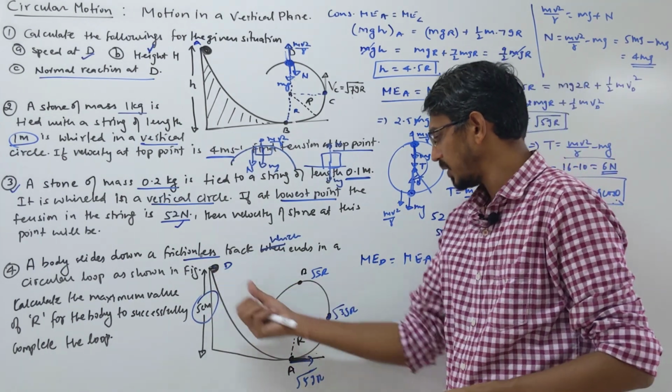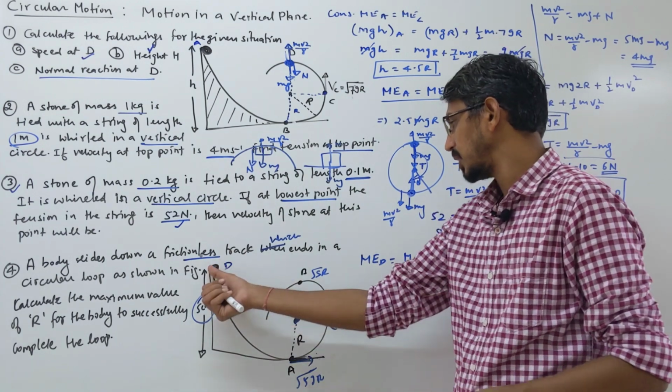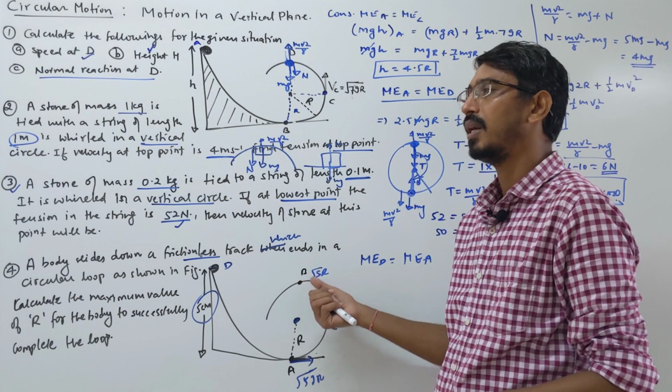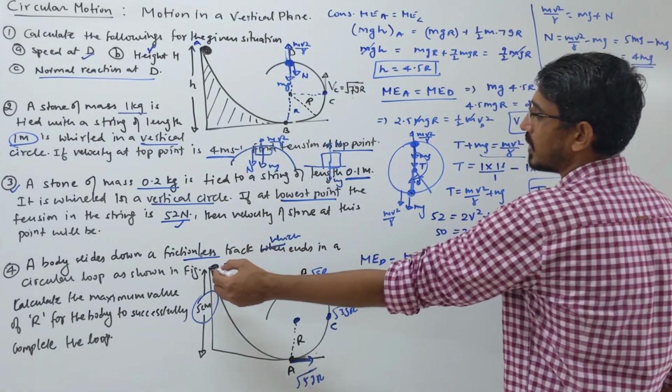Why am I writing this point? Because this point is very simple. Here we have only kinetic energy. If you choose this point and that point, here we have kinetic plus potential both. At this point also we have kinetic plus potential both. So this point is simple. Okay, look, what is the energy at this point?